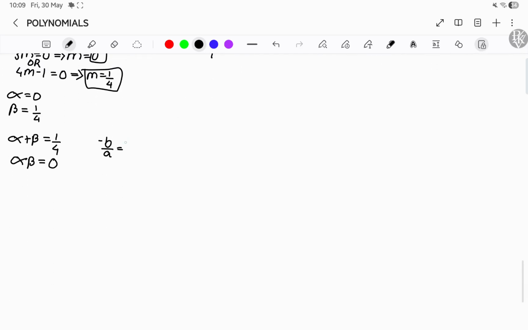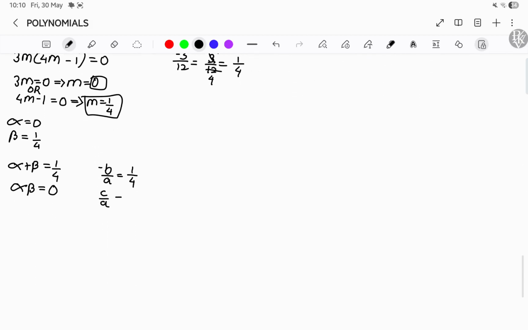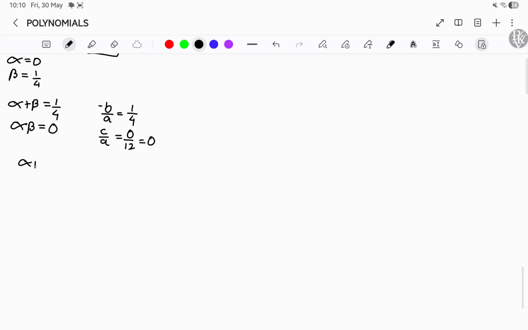So minus b by a is 1 by 4, and c by a. c is 0 here because there is no term for c. That will be 0 by a, a is 12, which is equal to 0. So alpha plus beta will be equal to minus b by a and alpha beta will be equal to c by a, like our above example.